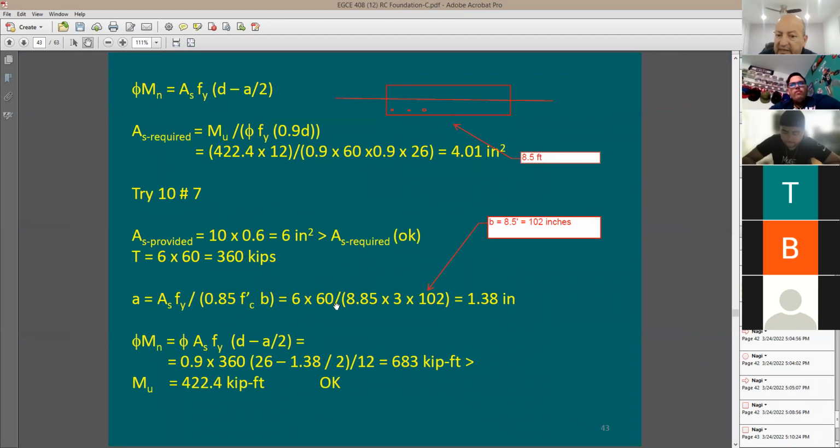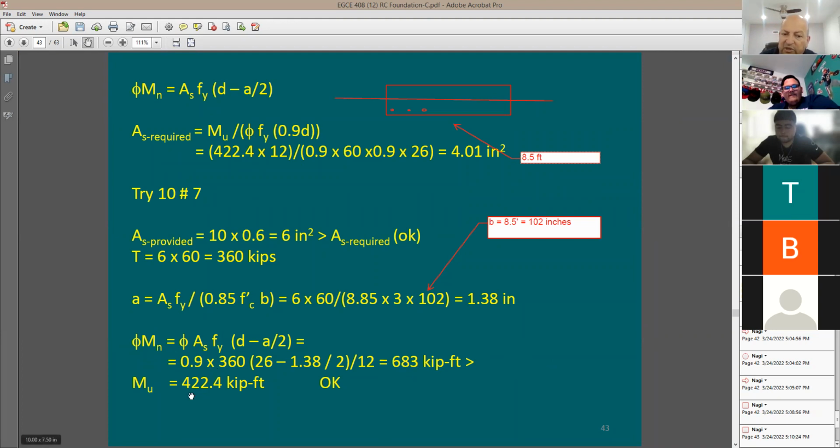Now look at a. a is going to be 1.38 inches. I guess now you know how to do phi Mn for a rectangular section. And you need to be sure that this phi Mn is greater than Mu, M ultimate. So for 10 number 7, I'm going to run my equation. I don't think I need to show you here how to find the phi factor. Now this becomes something in the basics, right? You know how to do this, how to find the phi factor, how to find phi Mn. So your phi Mn becomes 683.